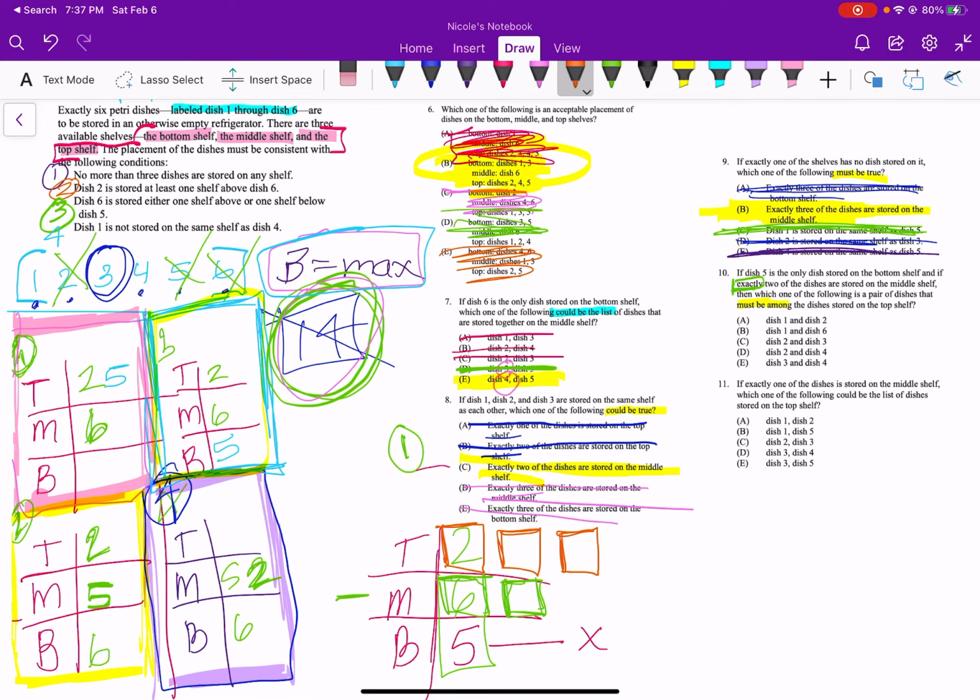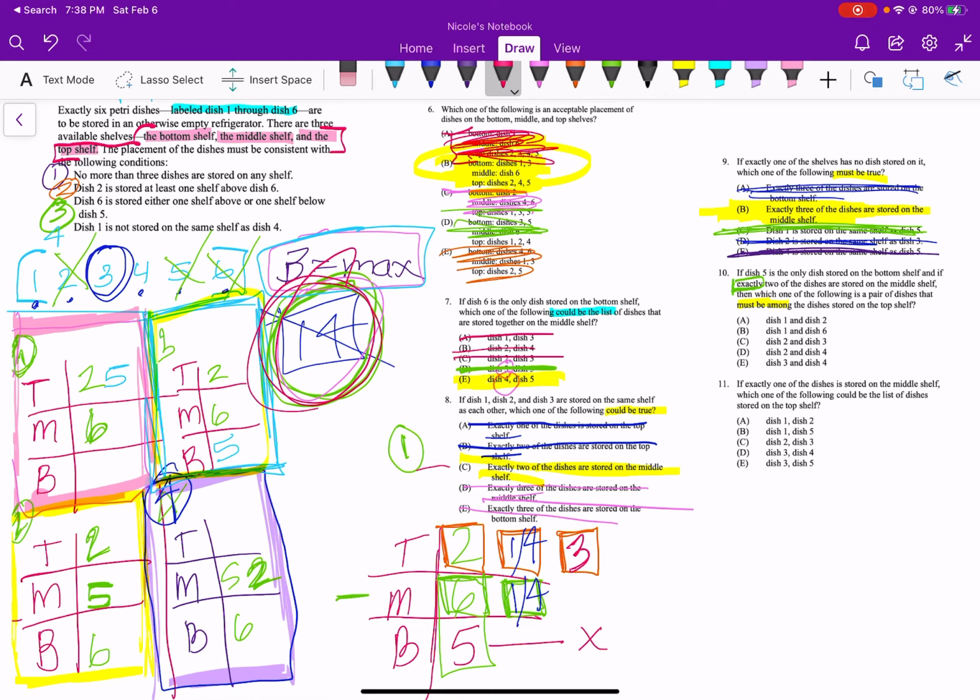And so if we look at our world, since nothing else can go on the bottom shelf, and 1 and 4 can't go on the same shelf, we know that this has to be 1 or 4. And so that's going to leave 3 going on the top shelf again. So multiple times we have had to pay attention to this rule that 1 and 4 can't be on the same shelf.